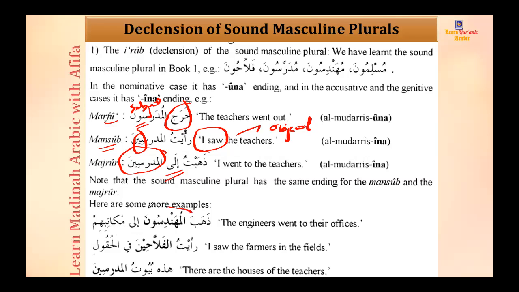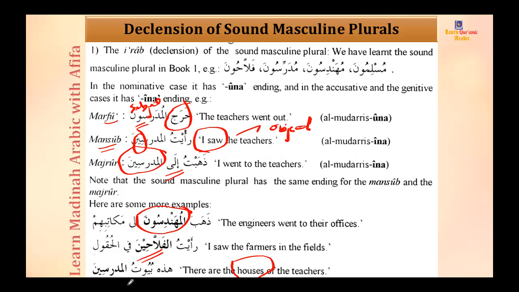This is the subject. So it's marfu, it's engineers. So again, this is the object. Ra'aytu al-fallahina. So I saw the farmers. So this is the object. That's why it's in mansub state. Hadhihi buyutul mudarrisin. So this is plural. Buyut is plural. Houses of the teacher.